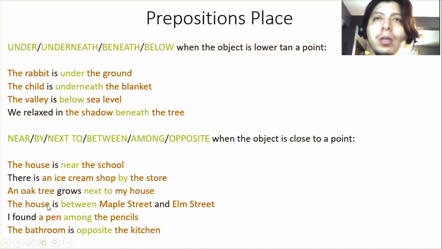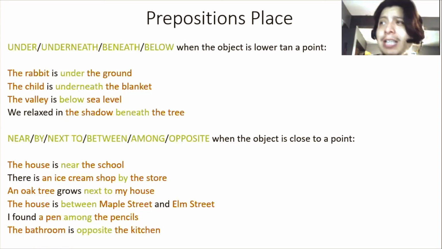An oak tree is a type of tree, grows next to my house. Next to, it means on the side. You have your house, and just at the side of your house, you have an oak tree growing. Okay, it is growing next to my house. Next to, it means, you know, at the side of me.